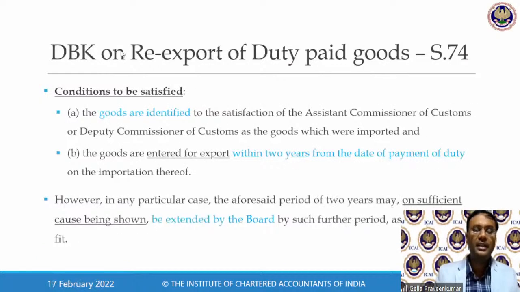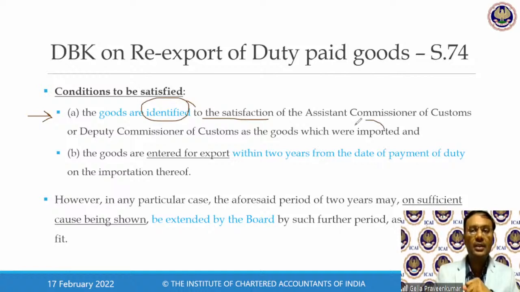Now, there are a few conditions. Every time the government comes with a particular incentive or exemption, they always attach conditions to it. What are those conditions? Point number one, the goods are identified to the satisfaction of the AC or DC of customs as the goods which were imported.